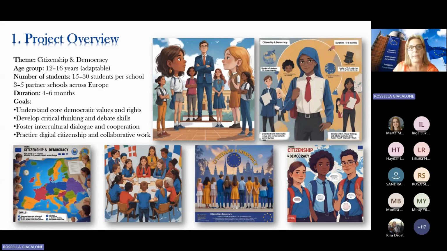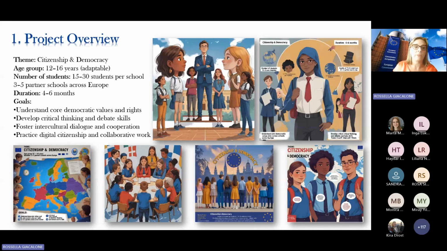First of all, if we want to open a TwinSpace, we have to consider the theme, for example citizenship and democracy. Second step, we have to consider the age group. If we are working with students from 12 to 16, we can consider this range. And then the number of students: I want to select a group of 15 or 30 students per school. Then I can consider 3, 4, or 5 partner schools across Europe.